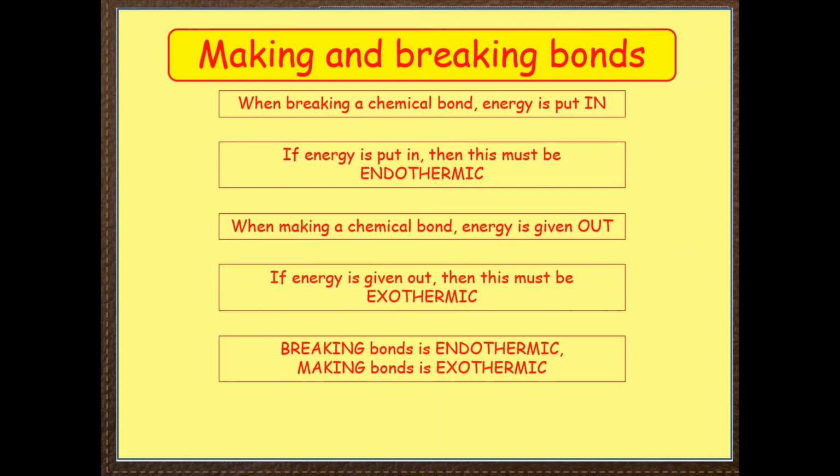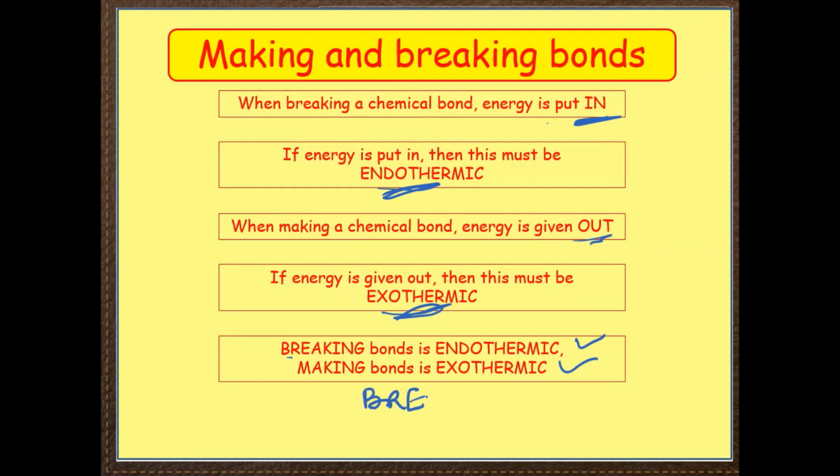So let's put the idea together quickly. When breaking a chemical bond, energy is put in, and so such a reaction is said to be endothermic. When making a chemical bond, energy is given out, and such a reaction is said to be exothermic. So basically, breaking of bonds is endothermic, while making a bond is exothermic.